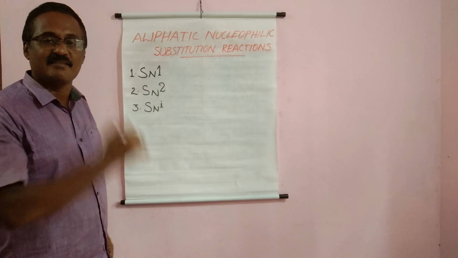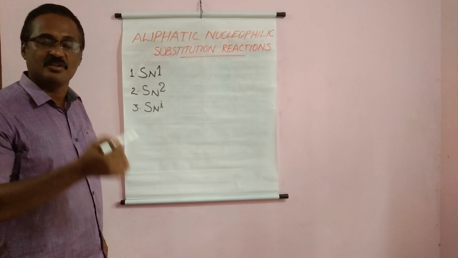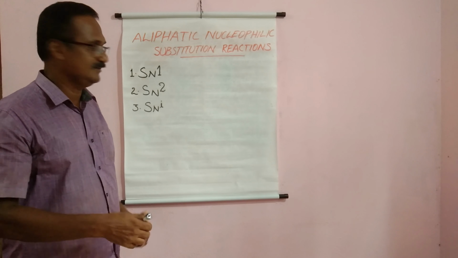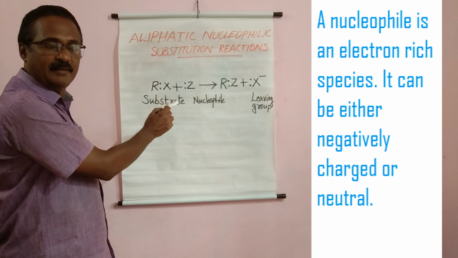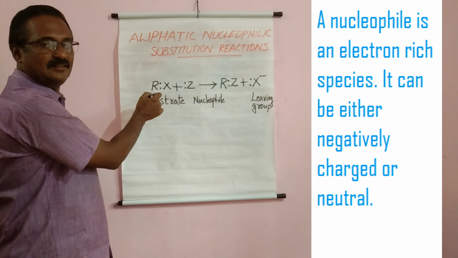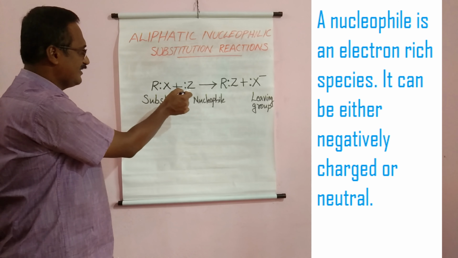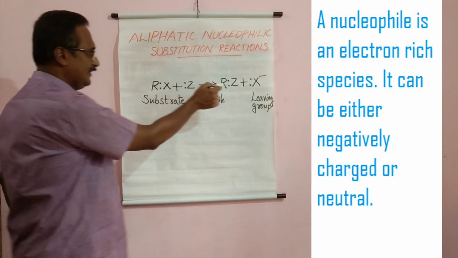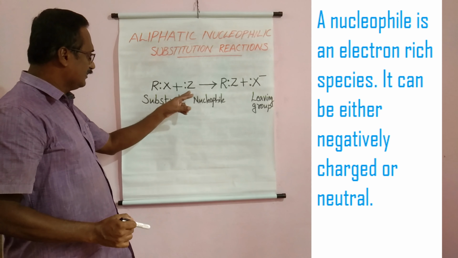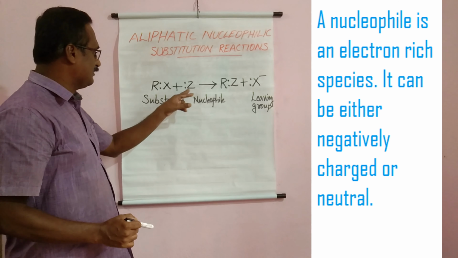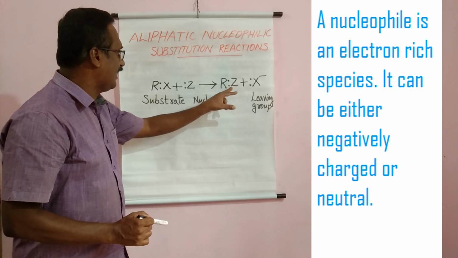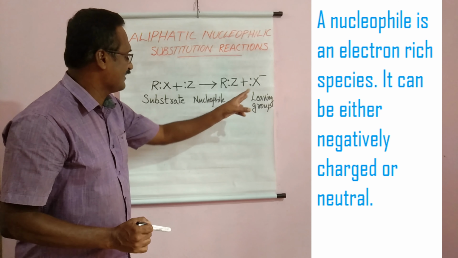What is a nucleophilic substitution reaction? A nucleophilic substitution reaction means the replacement of a weaker nucleophile by a stronger nucleophile. It can be generally represented by this equation. This is the substrate, RX being the substrate. This is the incoming nucleophile. This is the product and this is the leaving nucleophile. The nucleophile is coming with its pair of electrons. R replaces the weaker nucleophile, getting the product RZ and X minus is left.